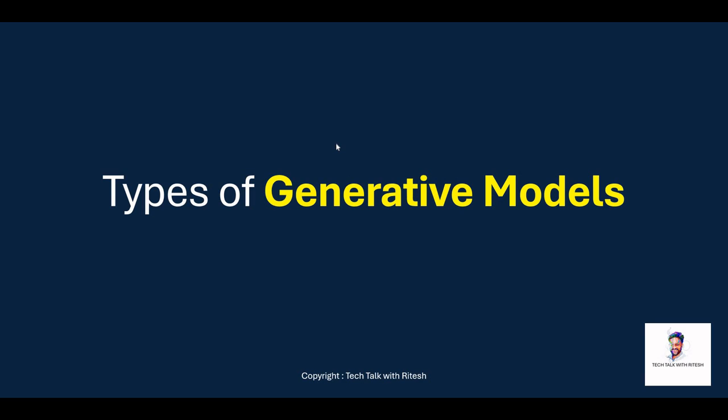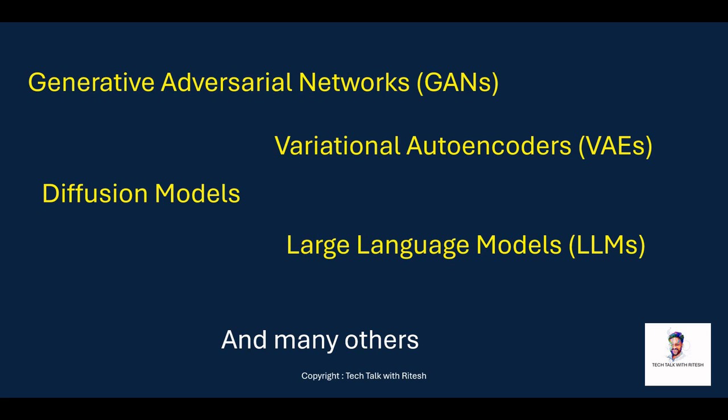Let's see the types of generative models. First thing is, we now understand that to train the models we need a large data set. There are different types of generative models. In this video I have covered 4, but there are many. These 4 are popular, that's why I have covered them. First one is GAN, Generative Adversarial Networks. Then Variational Autoencoders, VAEs, diffusion models, LLMs, large language models, and there are others as well. Let's see each of them one by one.